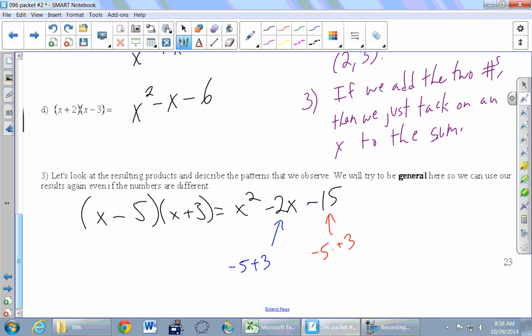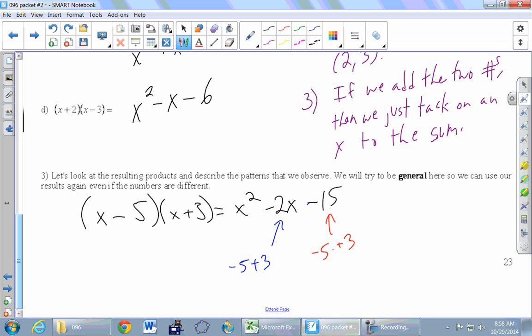Now, I'm not saying this is better than the box or the claw or FOIL. In fact, in some sense, it's worse because we're just kind of saying these magical things and not really thinking about why they work. But again, we're trying to prepare for next class where we have to go the other direction. And in order to go the other direction, we really do need to understand these kind of shortcuts that work when we multiply.